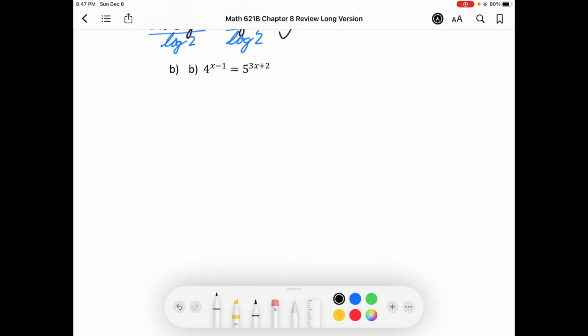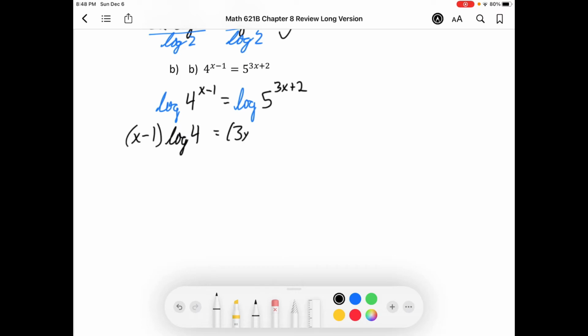The next one is significantly nastier because it has x's on both sides. So again, all we can really do is just take the log of each side. The log of 4 to the x minus 1 equals the log of 5 to the 3x plus 2. At this point, I'm just going to pull my exponents down front. So I'll have x minus 1 times log 4. Notice those brackets because it's the whole exponent times the logarithm of 4 and 5 respectively.